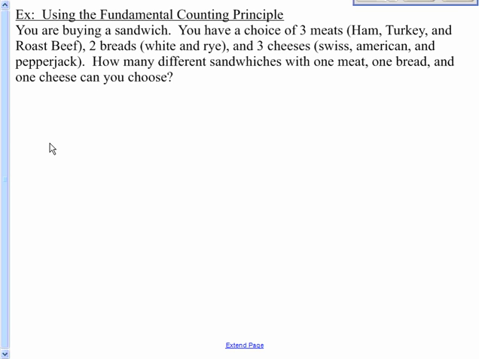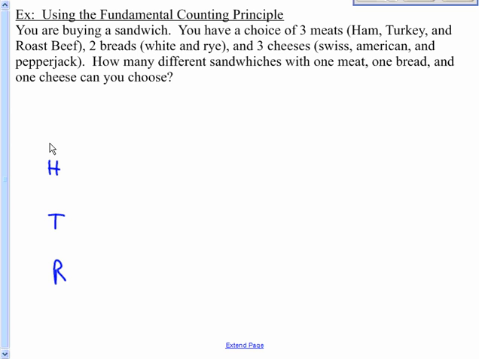Using the fundamental counting principle, you're buying a sandwich. You have a choice of 3 meats, a choice of 2 breads, and 3 cheeses. How many different sandwiches with 1 meat, 1 bread, and 1 cheese can you choose? First, let's make this visual. You can have any of these 3 meats: a ham, a turkey, or a roast beef. We'll do R.